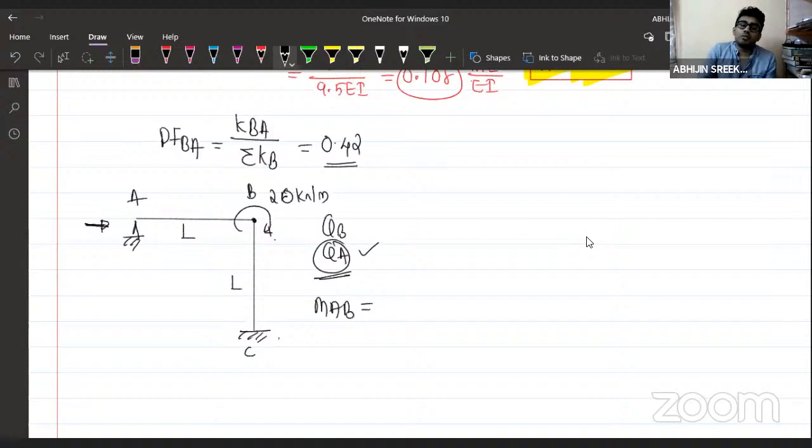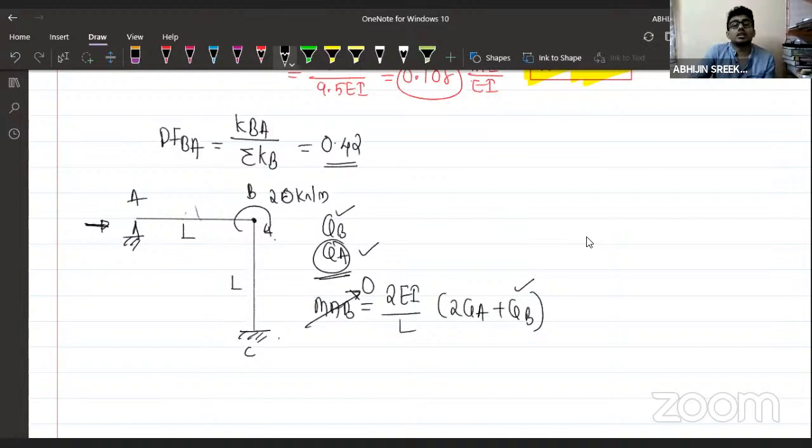MAB is equal to MFAB. As there is no load on this member, MFAB will be 0. 2EI by L into 2 theta A plus theta B will be the MAB value. We know MAB is already 0. Theta B can be calculated by the same procedure. From this, the only unknown will be theta A. Theta A can be calculated.